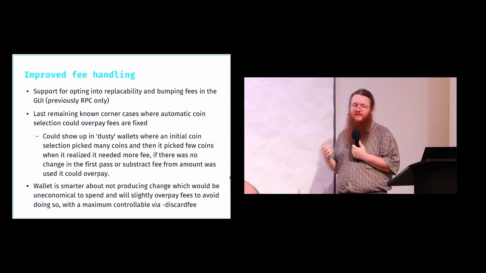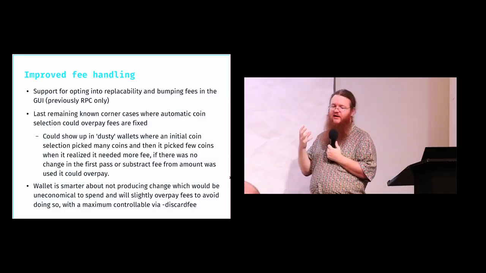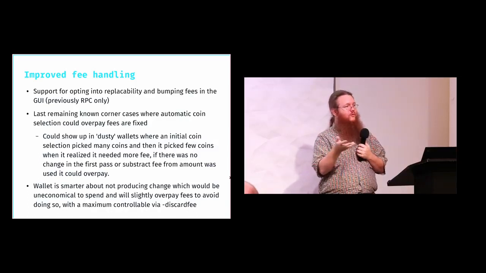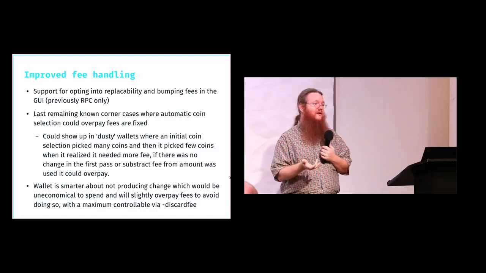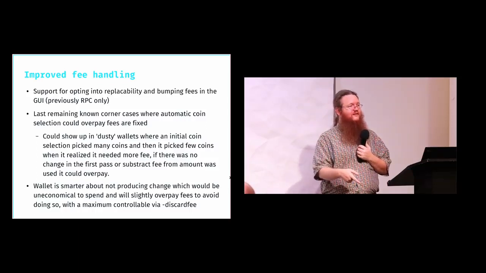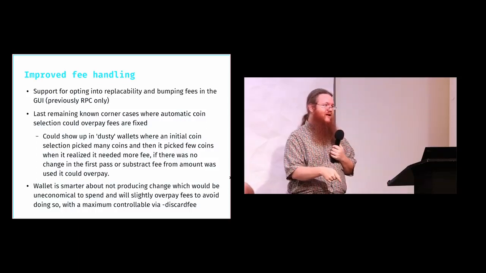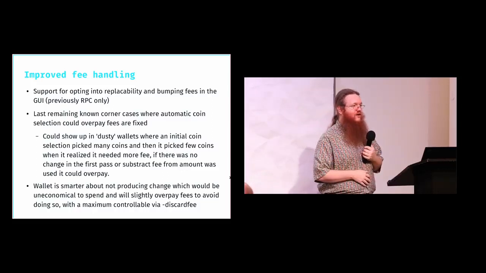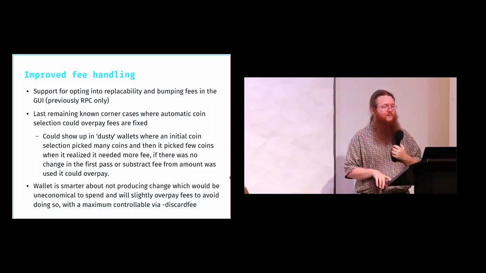So basically, the Bitcoin wallet, whenever you make a transaction, has to solve a pretty complicated problem where it has to figure out which of your coins it wants to spend, and then how much fees it has to pay. It doesn't know how much fees it has to pay until it knows which coins it wants to spend, and it doesn't know which coins it wants to spend unless it knows the total amount of the transaction. So there's an iterative algorithm that tries to solve this problem.